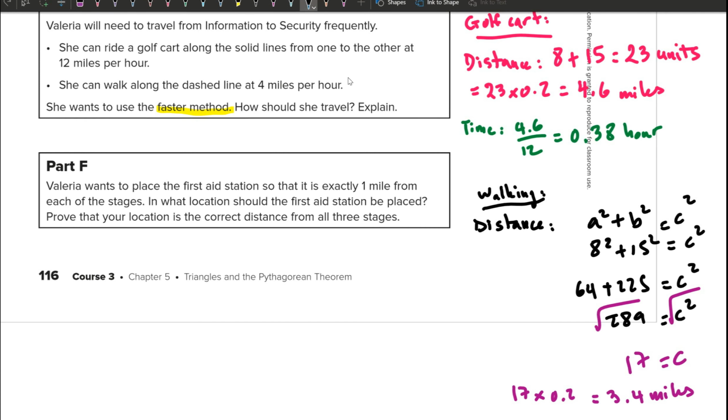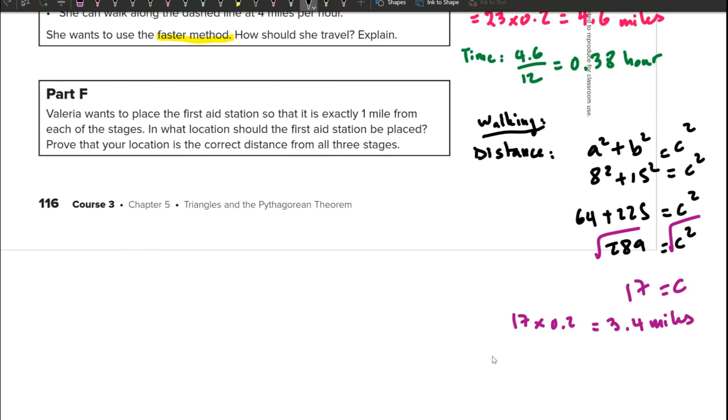So for the time, he can walk 4 miles per hour. We have to walk 3.4 miles, so 3.4 divided by 4. That will be 0.85 hours. So it's almost completely an hour. So the fastest way would be the golf cart.